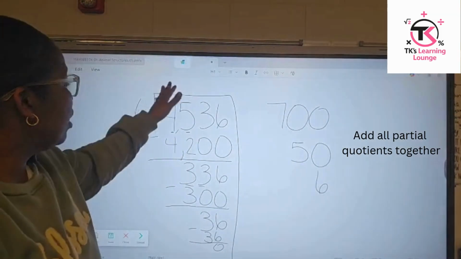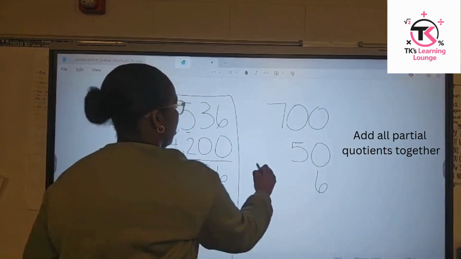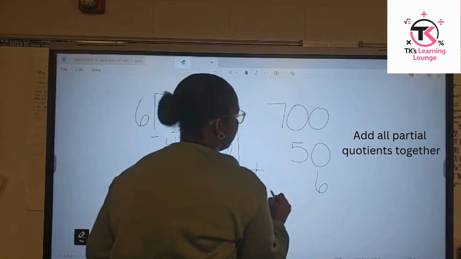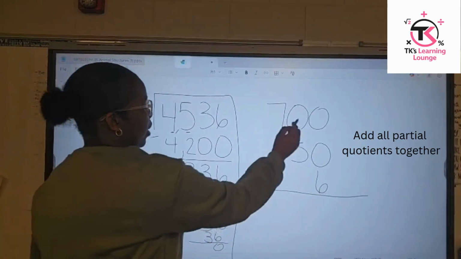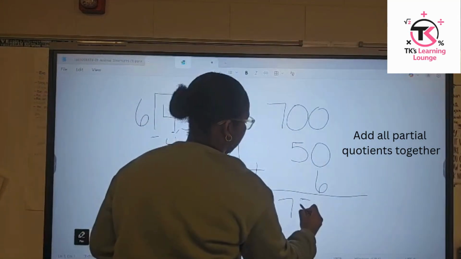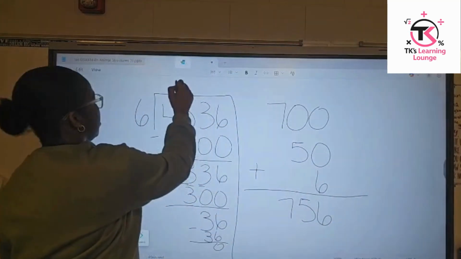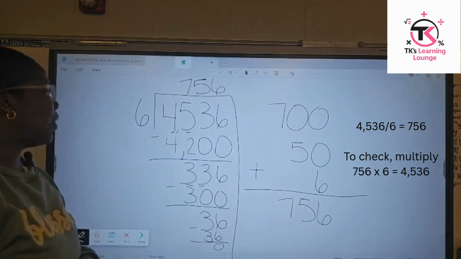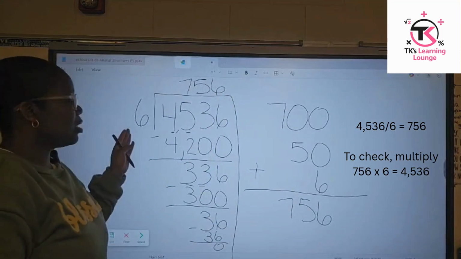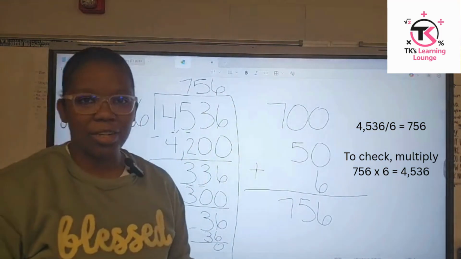So now to get my final quotient, I'm going to add the three partial quotients together. And now I have 756. And that is my quotient. 4,536 divided by 6 equals 756.